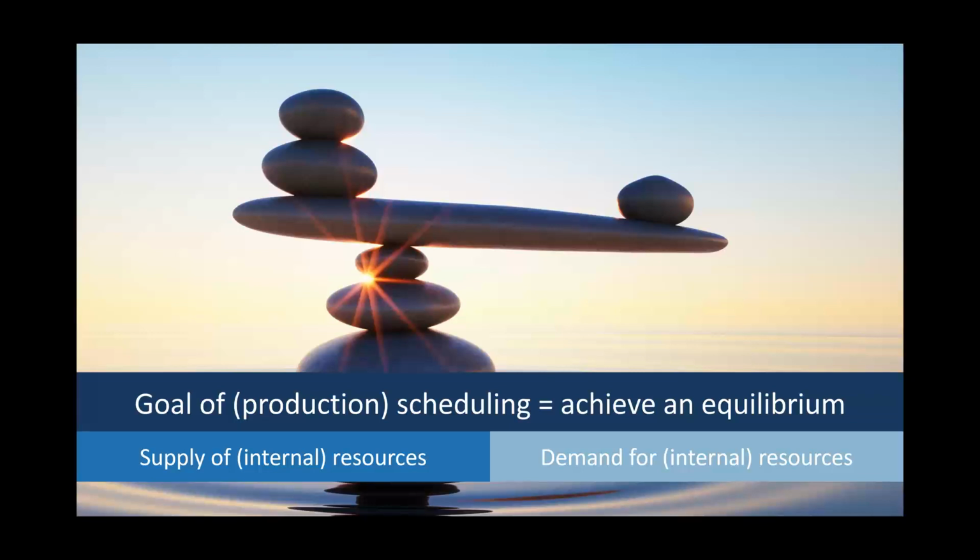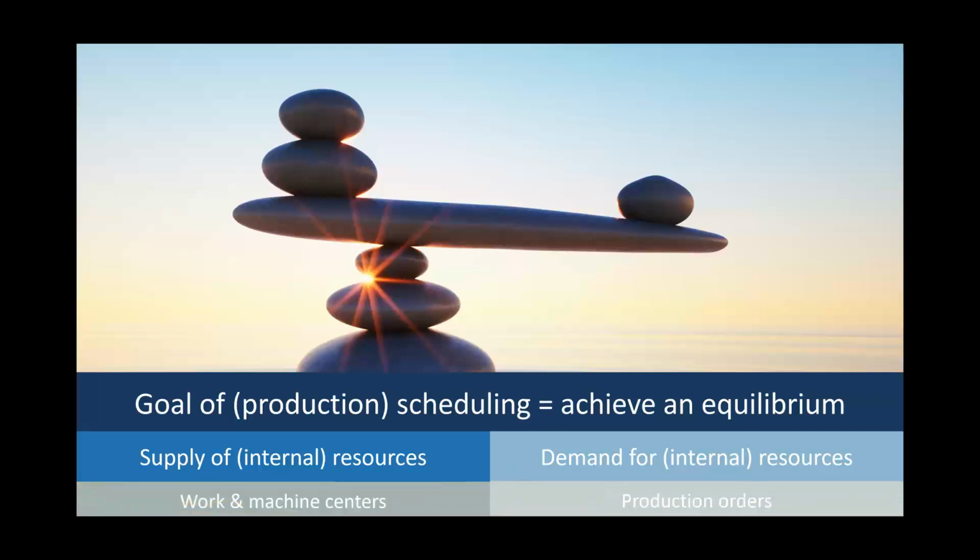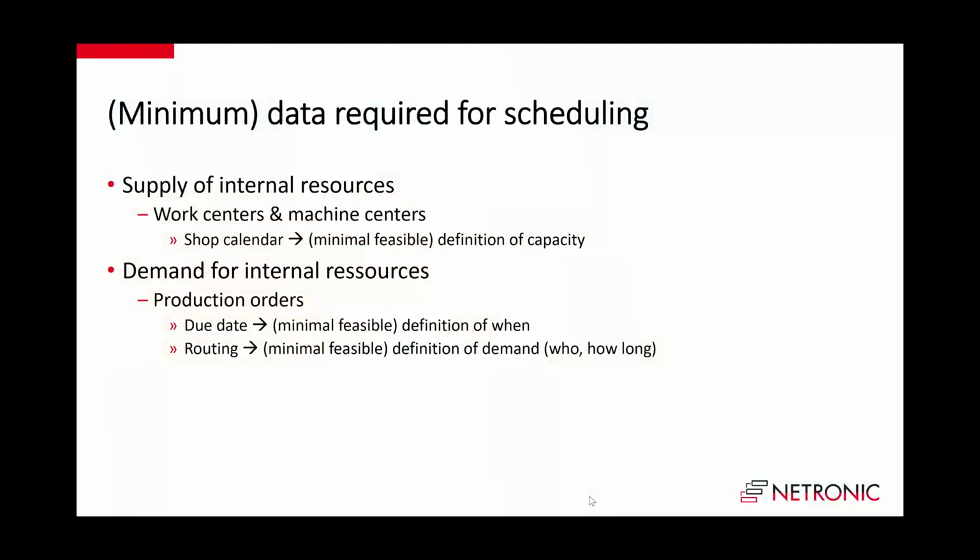And if we translate these very generic phrases into the Business Central language, then we want to achieve a balance between your capacity defined by your work and machine centers with the demand for that capacity, which comes through your production orders. This is what production scheduling is all about. And if we think about these two parts of the equation, the work and machine centers and the production orders, then this also defines, let's say, the minimum data required for scheduling.